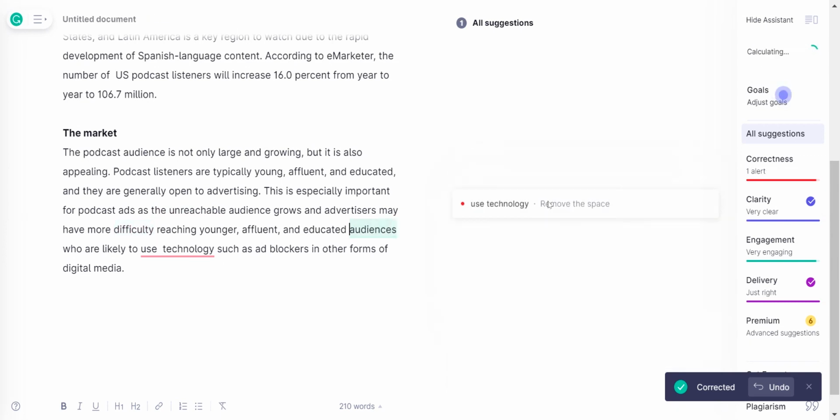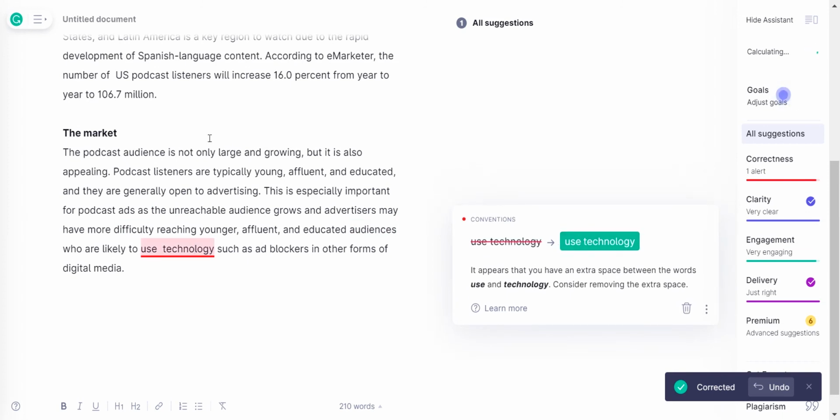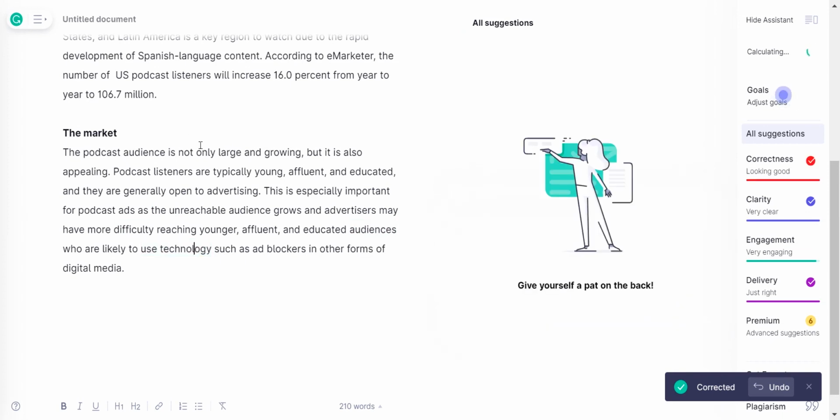So now, as we can look here, basically we say the podcast audience is not only large and growing, but is also appealing. Podcast listeners are typically young, affluent, and educated, and they are generally open to advertising. This is especially important for podcast ads, as the unreachable audience grows, and advertisers may have more difficulty reaching younger, affluent, and educated audiences, who are likely to use technology such as ad blockers and other forms of digital media.